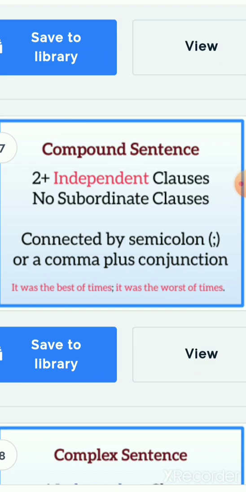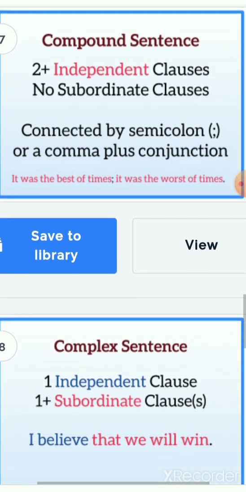Now, it was the best of times. This sentence has a subject and verb as well as a complete thought. Also, the second clause, both of them being independent clauses, also has a subject, verb, and a complete thought. Both of them can stand alone.